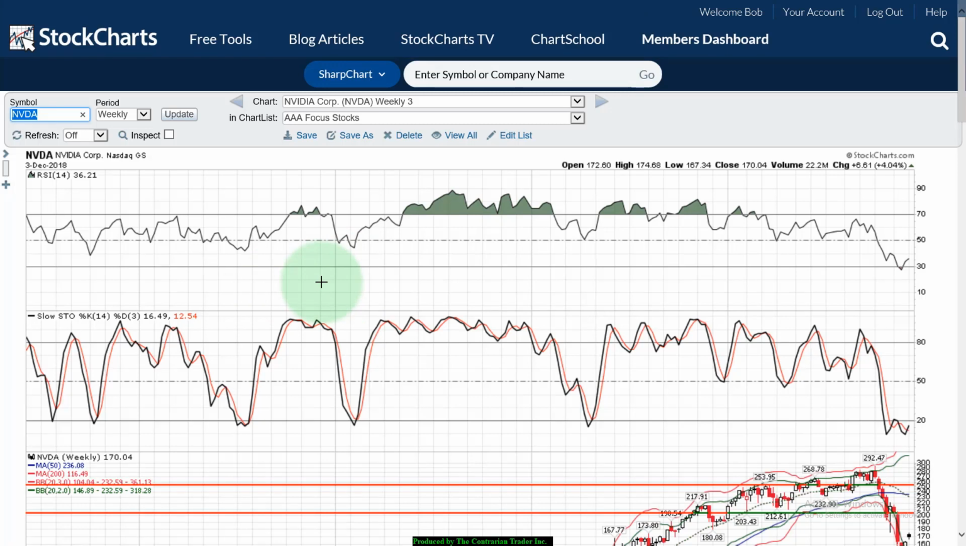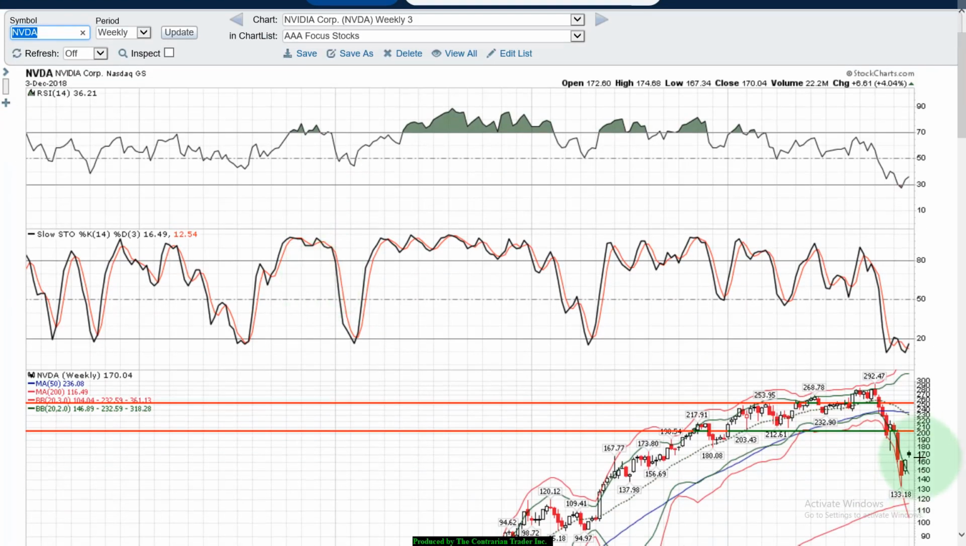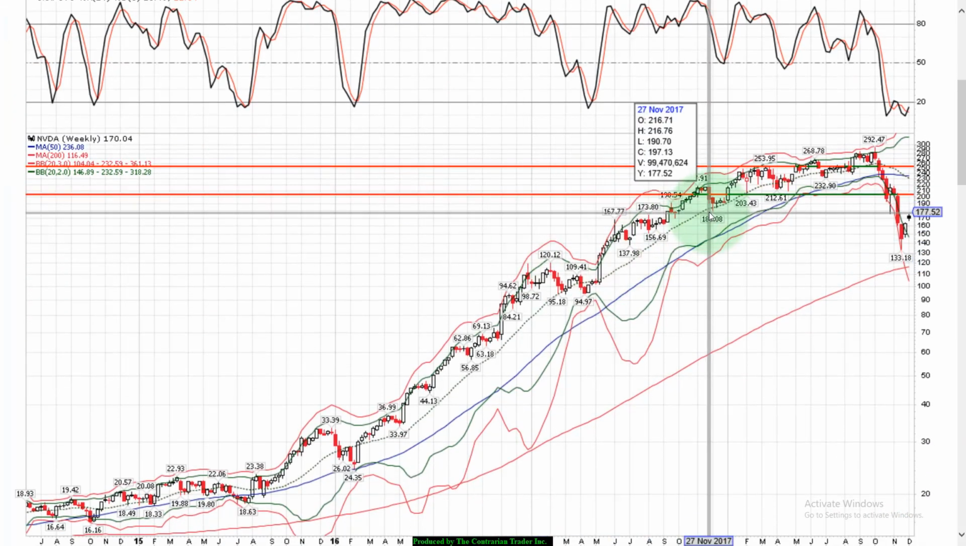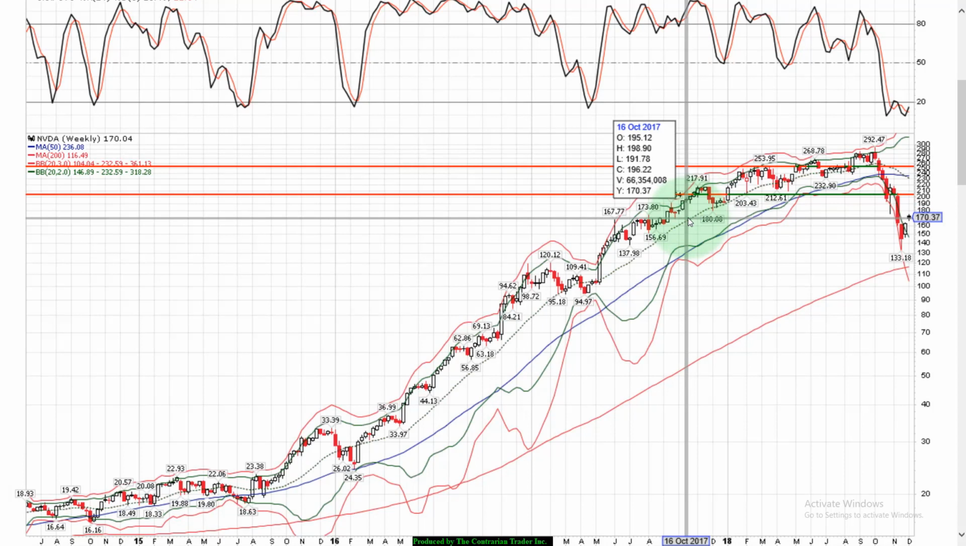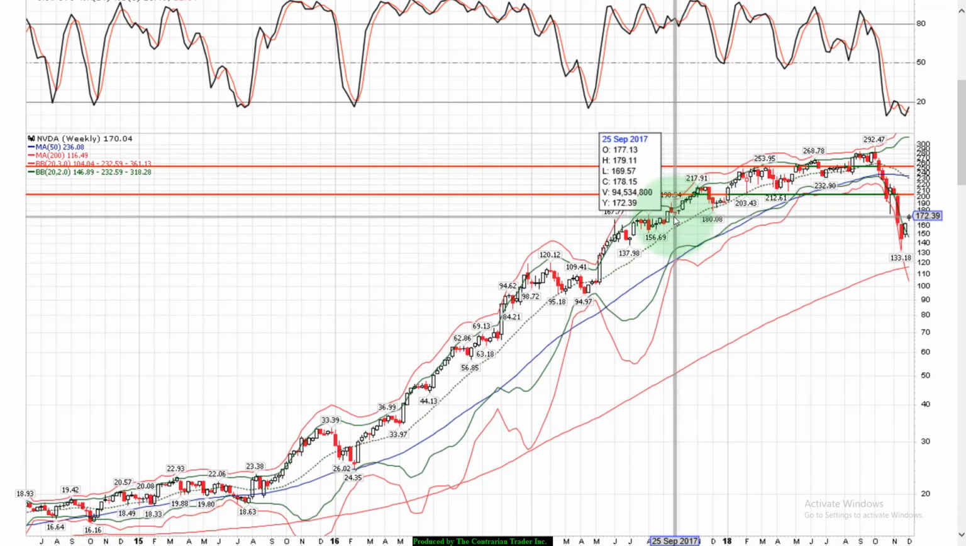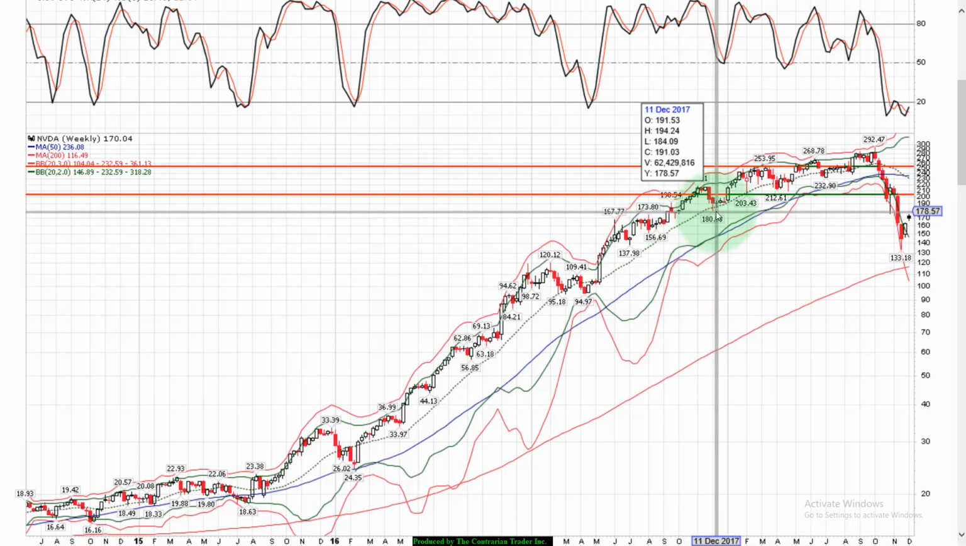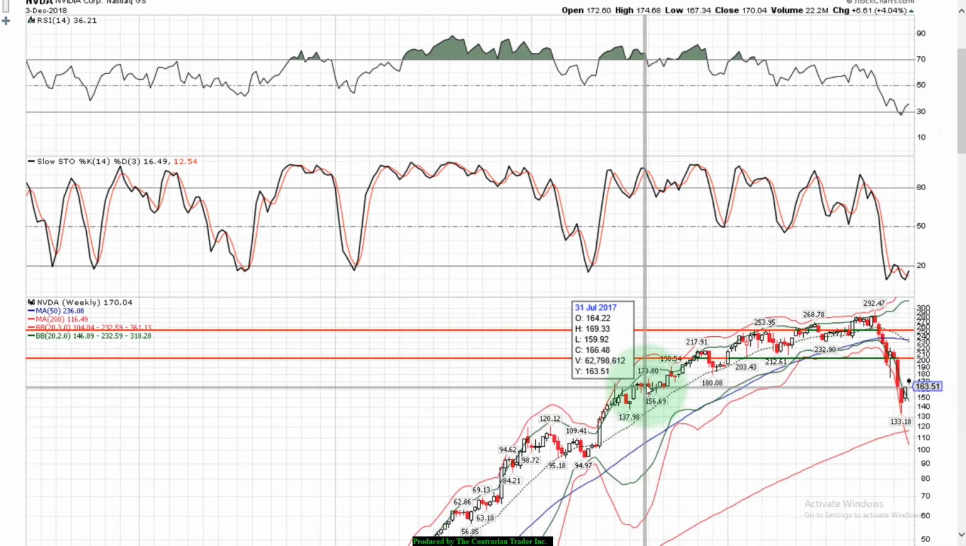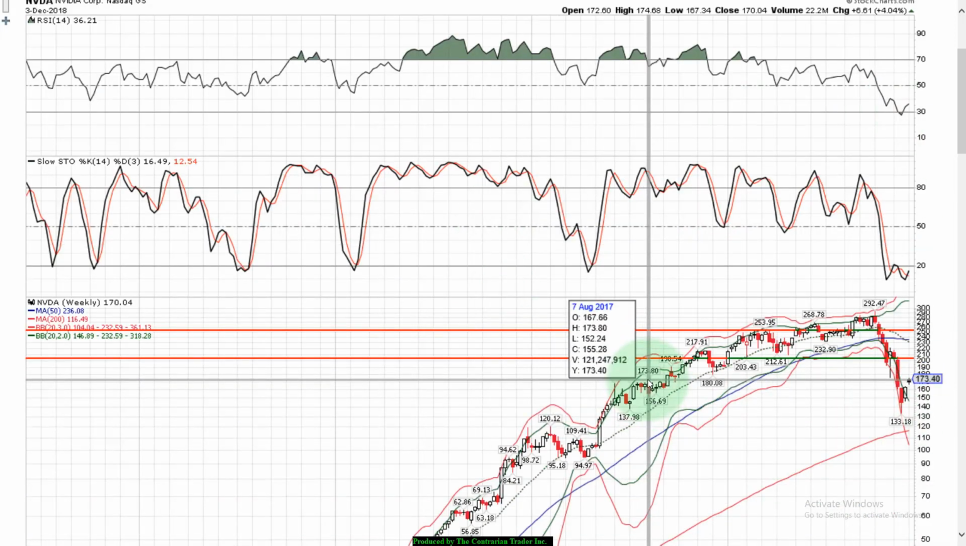NVDA, weekly chart. We gapped up yesterday. Now what I'm going to look for on this weekly chart is, where do we have resistance above? We closed above resistance last seen back during the week of the 25th of September. The next resistance level I see is at 180, is at the 173.80 level. We were above it on Monday, but we couldn't hold that ground.